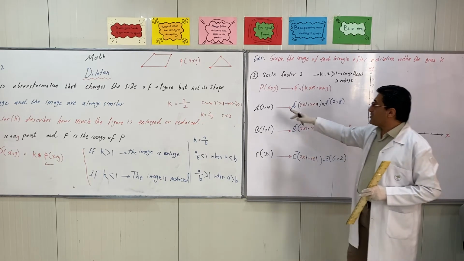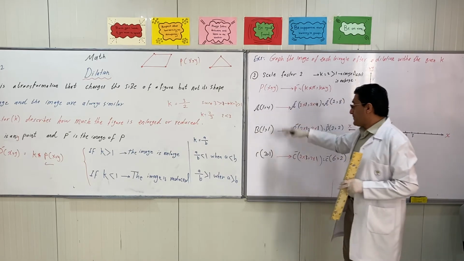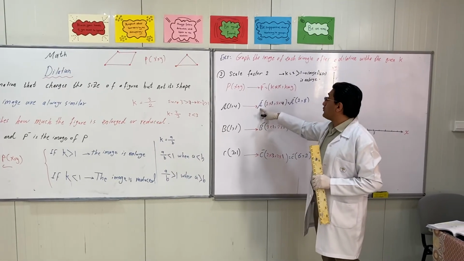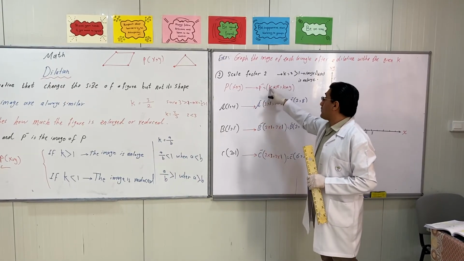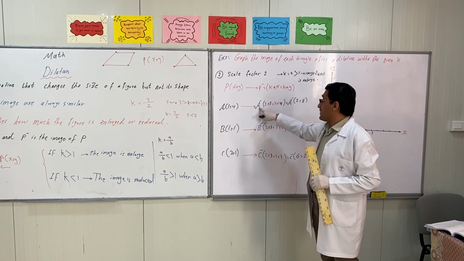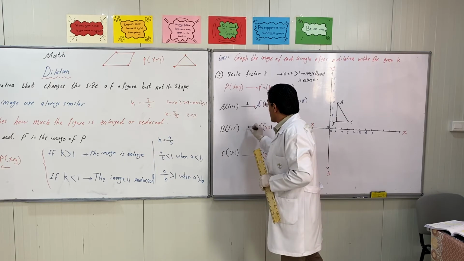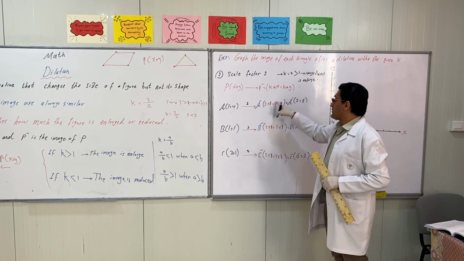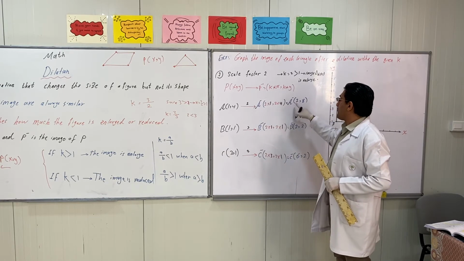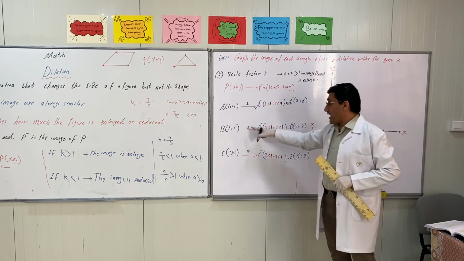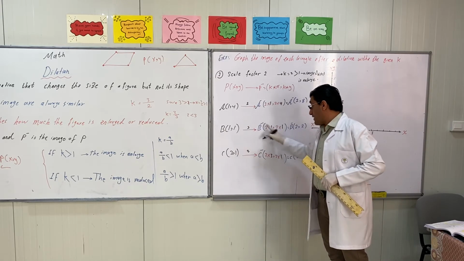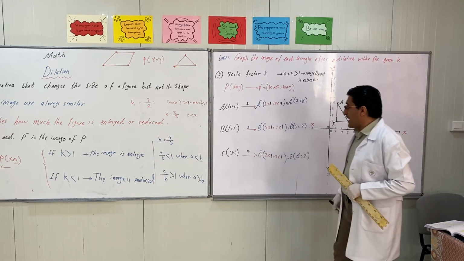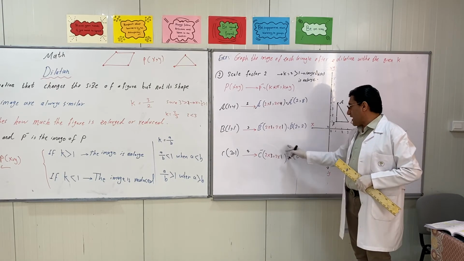Now, find the image of each point. Point A is (1, 4), B is (1, 1), C is (3, 1), as given. To find the image of each point: A' equals (K times X, K times Y). K is 2. So A' equals (2 times 1, 2 times 4), so A' is (2, 8). B' equals (2 times 1, 2 times 1), so B' is (2, 2). C' equals (2 times 3, 2 times 1), so C' is (6, 2).